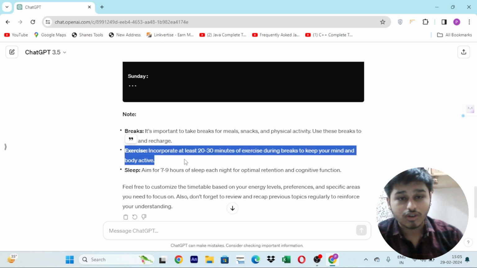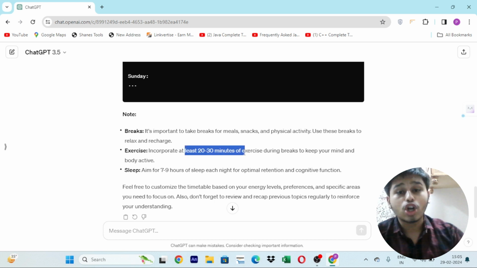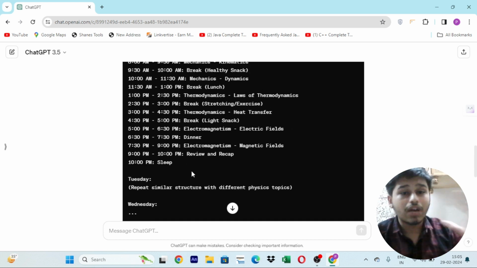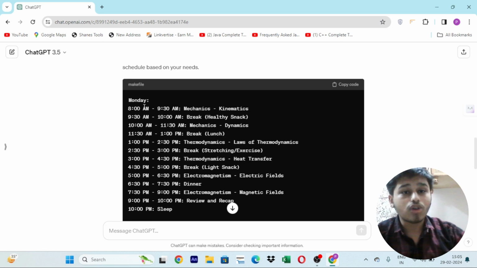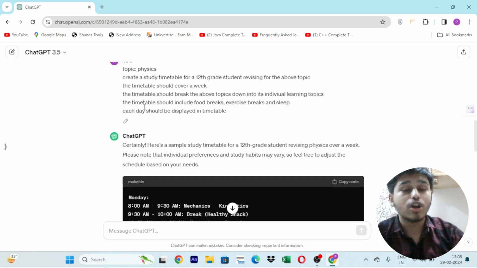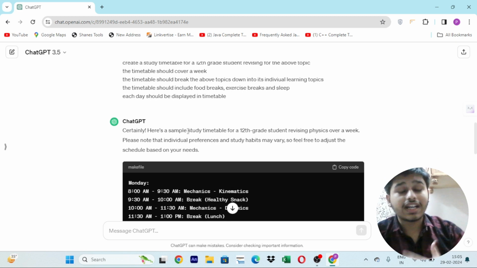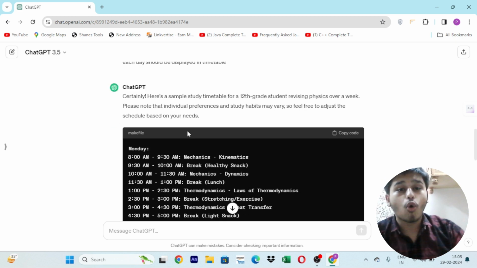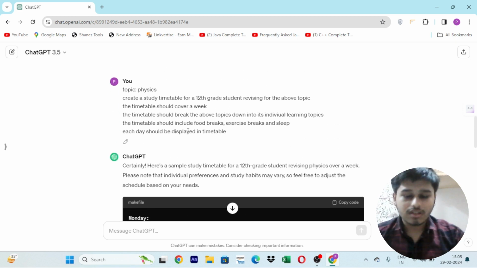The breaks are also given over here. Exercise break is also given. Exercise break is at least 20 to 30 minutes. Sleep is around 7 to 9 hours, and everything is given to us over here. So I have scheduled my timetable with the help of ChatGPT so that I can get a better scope in physics. Just think that till now I am weak in physics. I don't know a single A of physics, right?